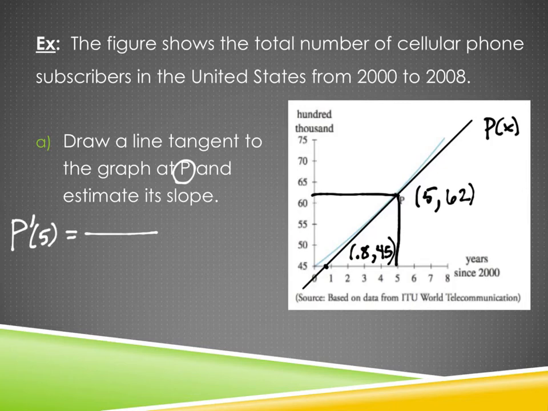All right, I need to subtract the y values. I'll just use the earlier and the later values, so I'll make this one x2 and y2, and this one will be x1 and y1. So y value number 2 is 62. Y value number 1 is 45. X value number 2 is 5, and x value number 1 is 0.8.